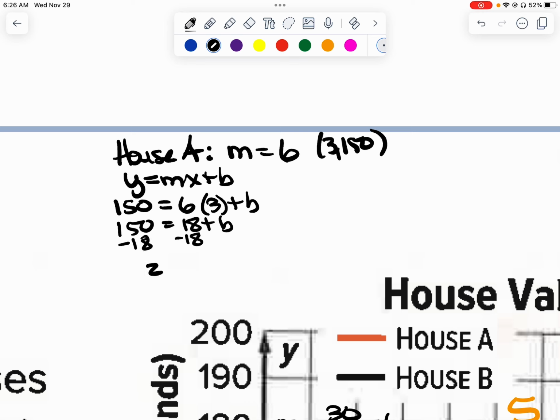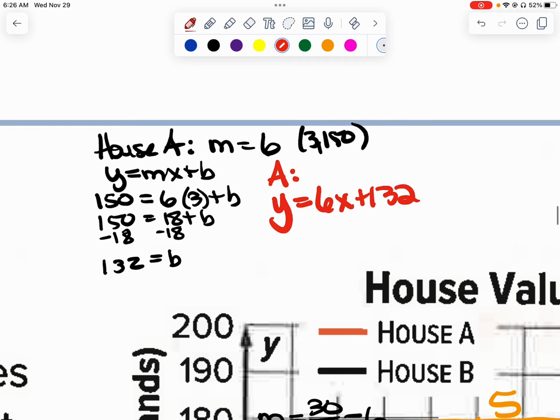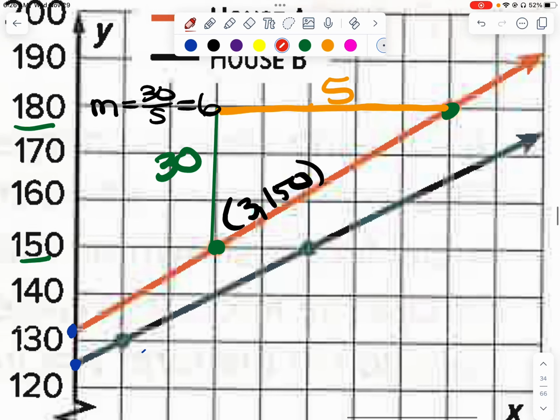It's going to get me a 2. The 3, a 1 is equal to b. So the equation for house A is going to be y equals 6x plus 132. This is house A. Then I need to find house B.